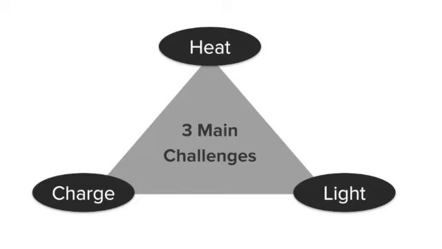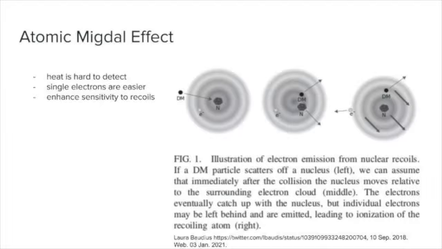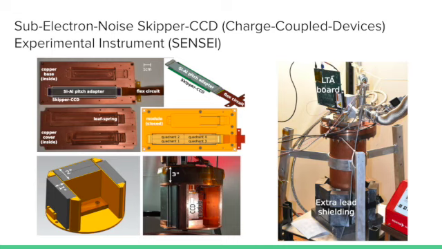This is sort of when the atomic Migdal effect kicks in. The Migdal effect is essentially the single electron scattering after a particle of dark matter scatters off of the nucleus. So what this helps with is that heat and the addition of charge and light is very hard to detect. However, the scattering of a single electron is much easier to detect, which really enhances the sensitivity of this dark matter recoil. So now I will talk about the instruments used in this experiment for a bit.